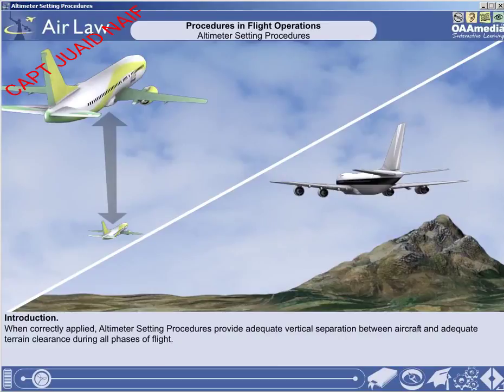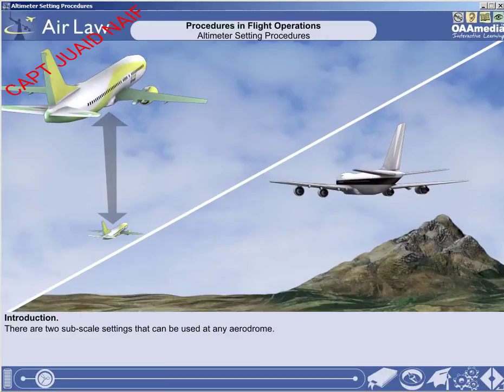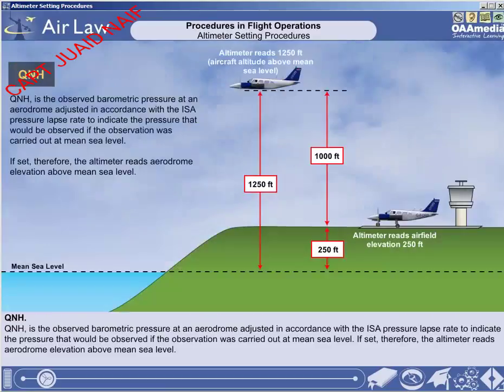The two main objectives of altimeter setting procedures are to provide adequate vertical separation between aircraft and provide adequate terrain clearance during all phases of flight. There are two altimeter subscale settings that can be used at any aerodrome.